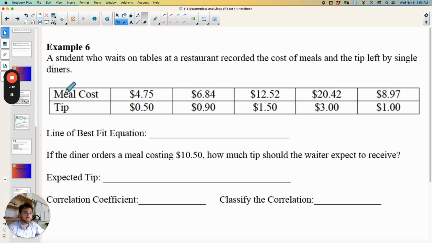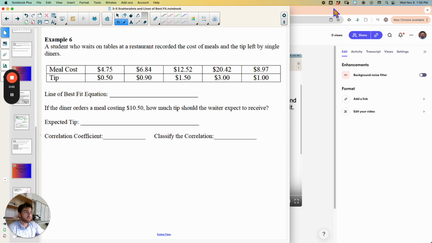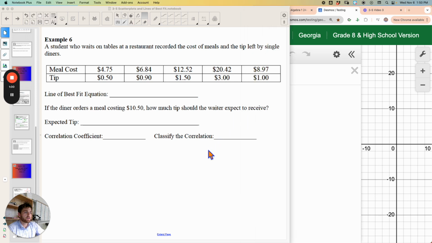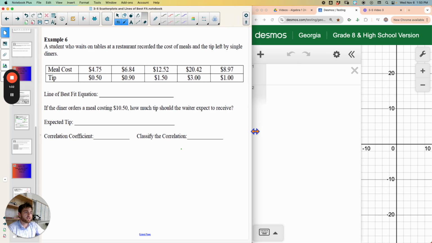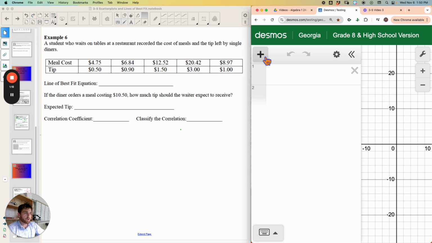So example number 6, I'm going to show you how to do this using Desmos. So let me go ahead and pull Desmos up. And the first step is, well, first off, let's read the problem. It says, a student who waits on tables at a restaurant recorded the cost of meals and the tip left by single diners. So here's the meal cost, here's the tip. So we are going to use Desmos to get our line of best fit. So we're going to click the plus sign, and we're going to click to add a table.